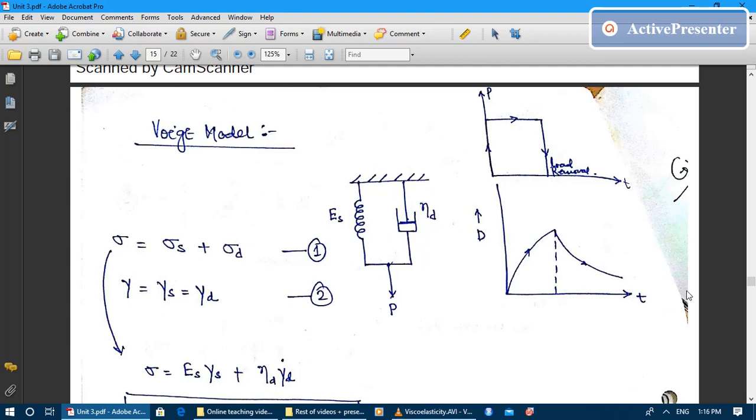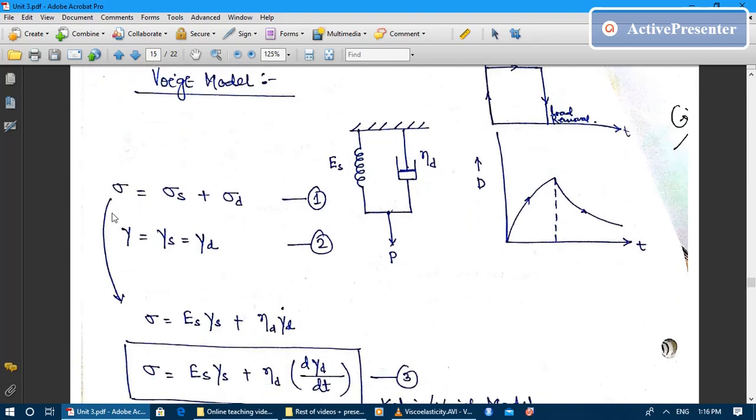So this is my time delayed deformation, and this is time delayed recovery. This is how the Voigt model will behave.